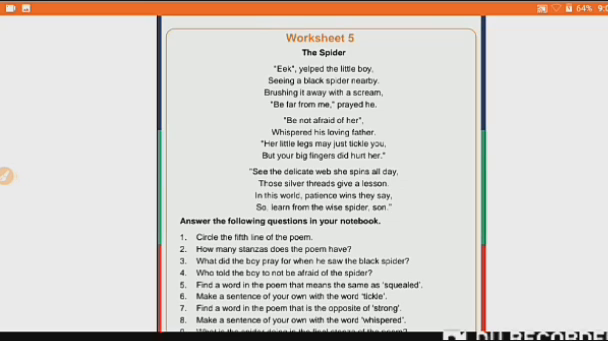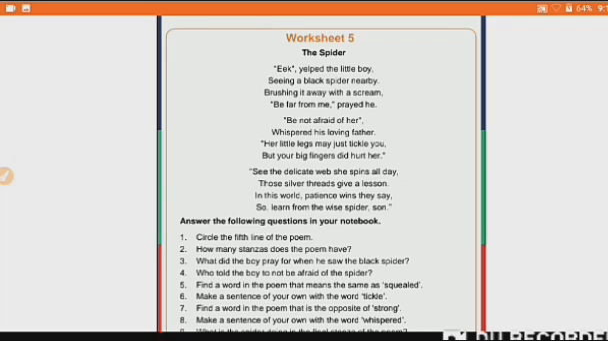Eek, yelped the little boy, seeing a black spider nearby, brushing it away with a scream. Be far from me, prayed he. Be not afraid of her, whispered his loving father. Her little legs may just tickle you, but your big fingers did hurt her. See, the delicate web she spins all day. She spins all day. Those silver threads give a lesson. In this world, patience wins, they say. So learn from the wise spider, son.